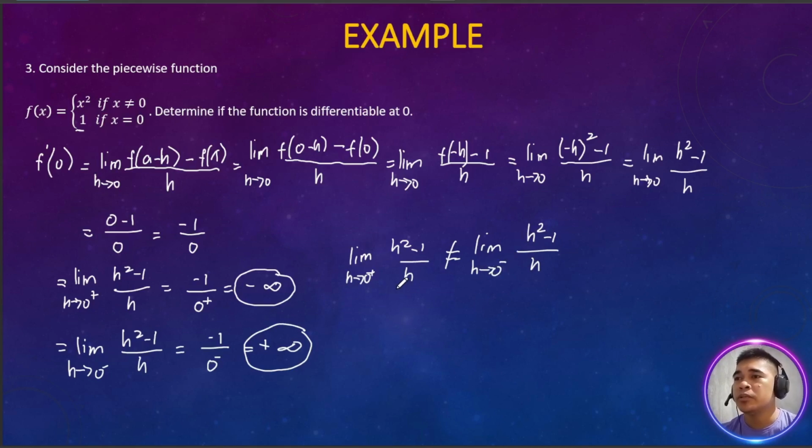So therefore, it is clear that they are not differentiable at 0. Since they have different limits, the limit does not exist. So they are not differentiable. So the function is not differentiable at 0.